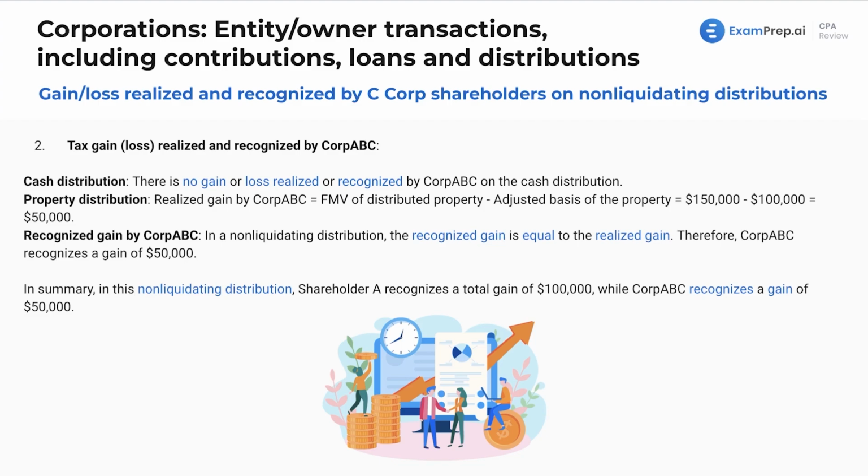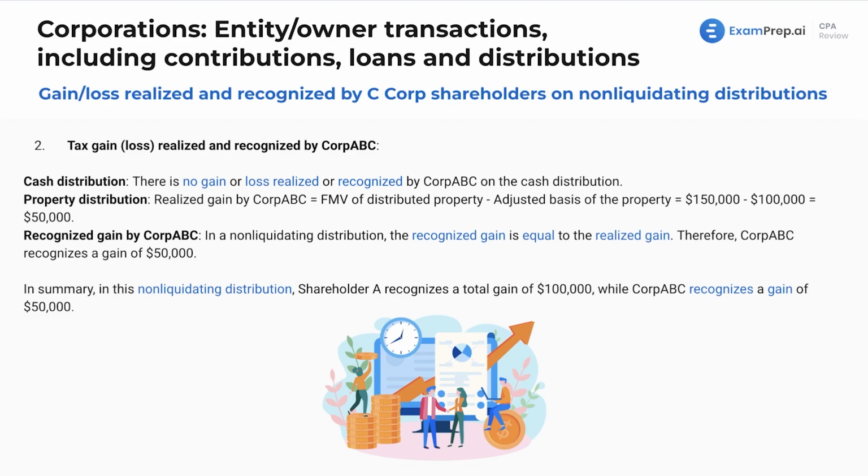For the property distribution, how do we get the realized gain by the corporation? Well, we're going to take the fair market value of the distributed property minus the adjusted basis of the property. So that is 150 minus 100, giving us $50,000. The recognized gain by Corp ABC in a non-liquidating distribution is equal to the realized gain, and therefore Corp ABC recognizes a gain of $50,000.